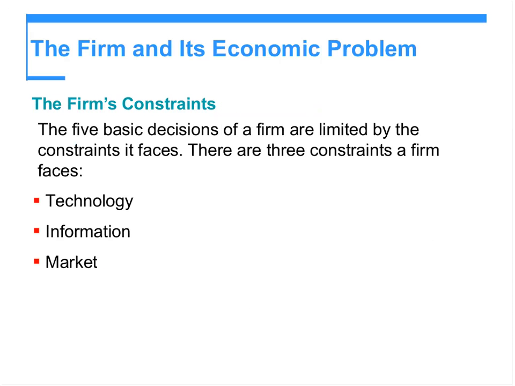So, what are the firm's constraints? The 5 basic decisions of a firm are limited by the constraints it faces. There are 3 constraints a firm faces. You may have difficulty in terms of technology. The main constraint that comes into the picture is technology. How updated you are, how you're following that, whether you're completely aware of the latest information or not.